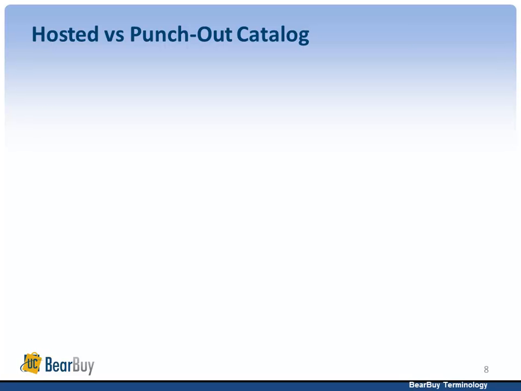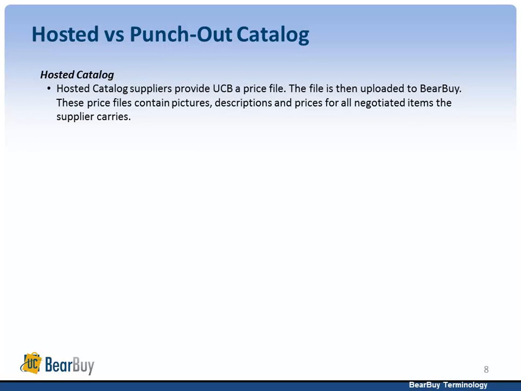Now let's look at hosted versus PunchOut catalogs. Hosted catalog suppliers provide UC Berkeley with a price file. The file is then uploaded into BearBuy. These price files contain pictures, descriptions, and prices for all negotiated items the supplier carries. When users shop from the top, in other words, shopping from the search bar at the top of the Home Shop screen, they are searching hosted catalogs.